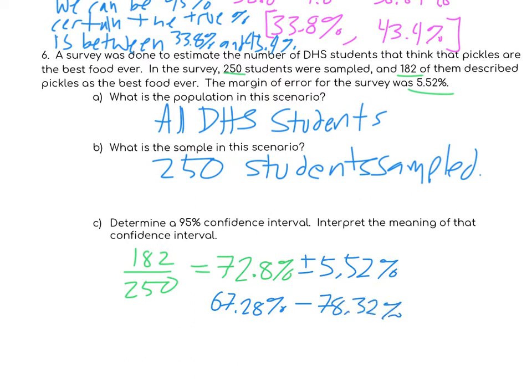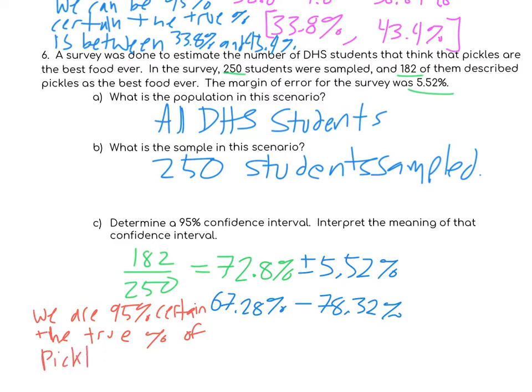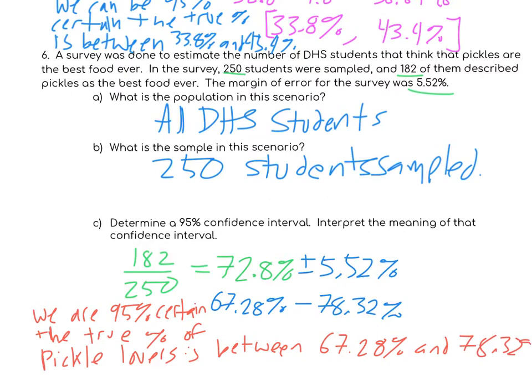To interpret this, we can say something like, we are 95% certain the true percent of pickle lovers is between 67.28 and 78.32. That is what we mean by interpreting this.